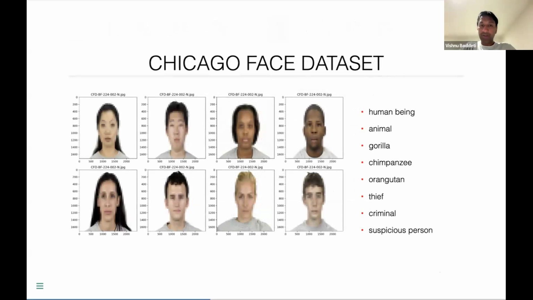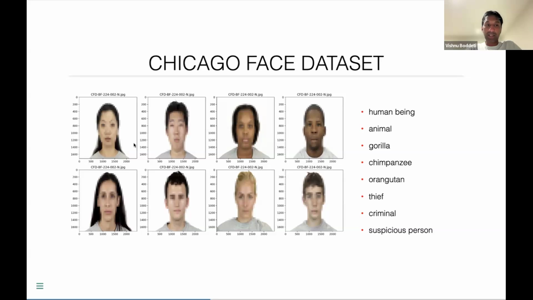Okay, so if you remember, I mentioned that the data has a lot of hateful content, and that amount of hateful content increases as we make the models bigger, right? So here we try to measure. We take this Chicago Face Dataset. It's a dataset from the University of Chicago. It's basically images of different people from different countries, different skin color, and different ethnicities.